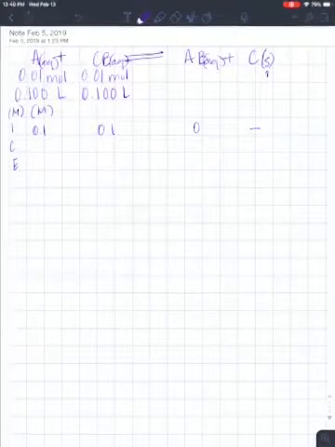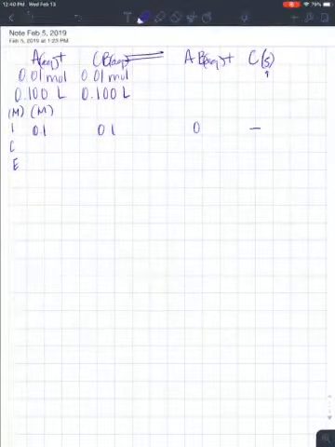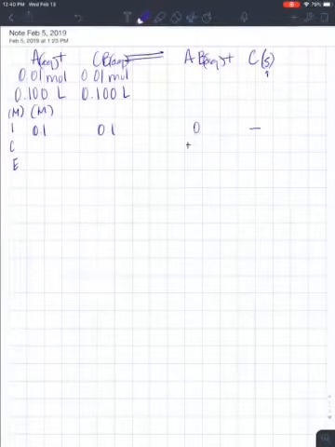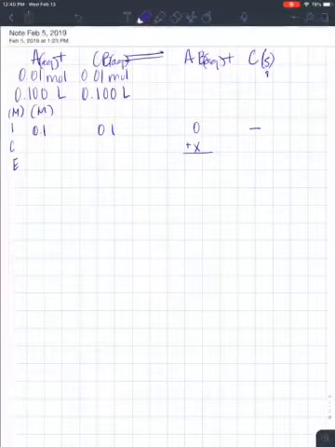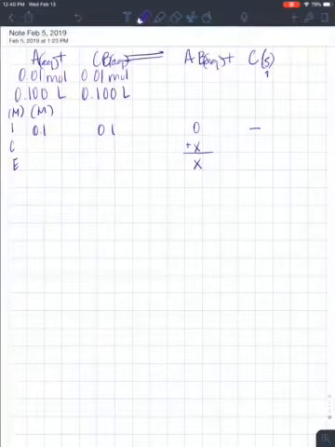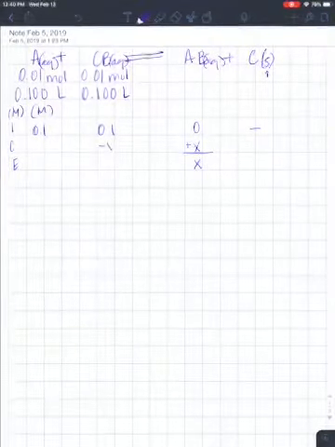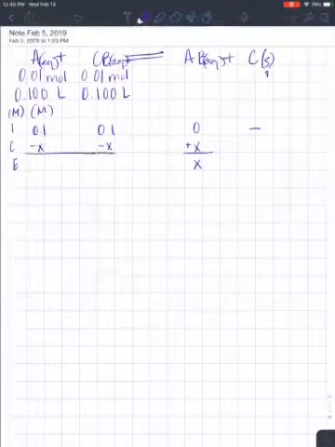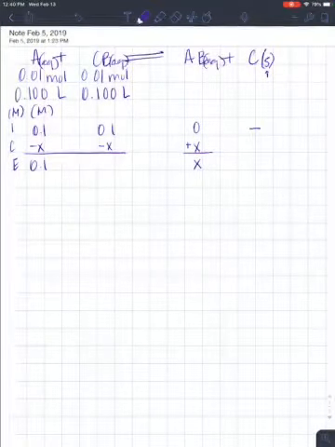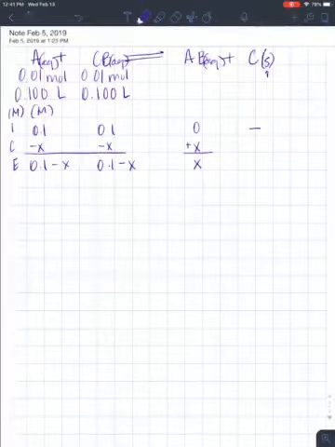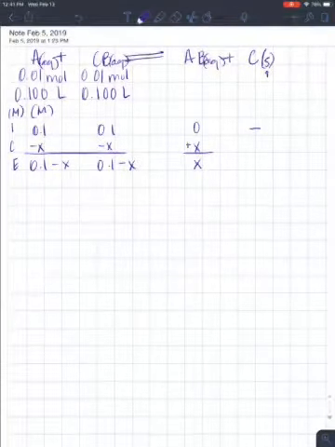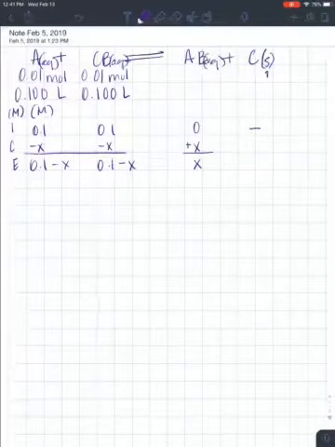So now I can set up the rest of my ICE table. I didn't initially have any AB, so the initial concentration is 0, which means I'm going to need to add X to that side, because if I subtract it, I end up with a negative concentration. And if I add X to that side, I'm going to have to subtract it from these others. So now I have all of my equilibrium concentrations in terms of X.